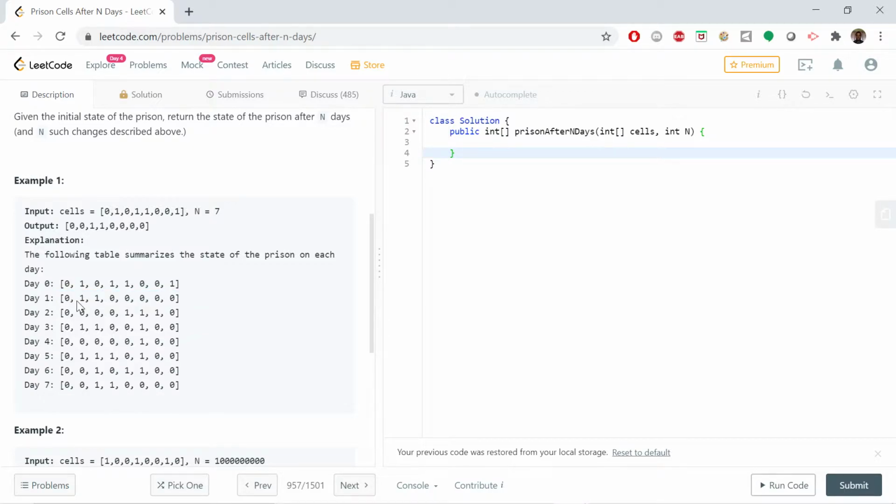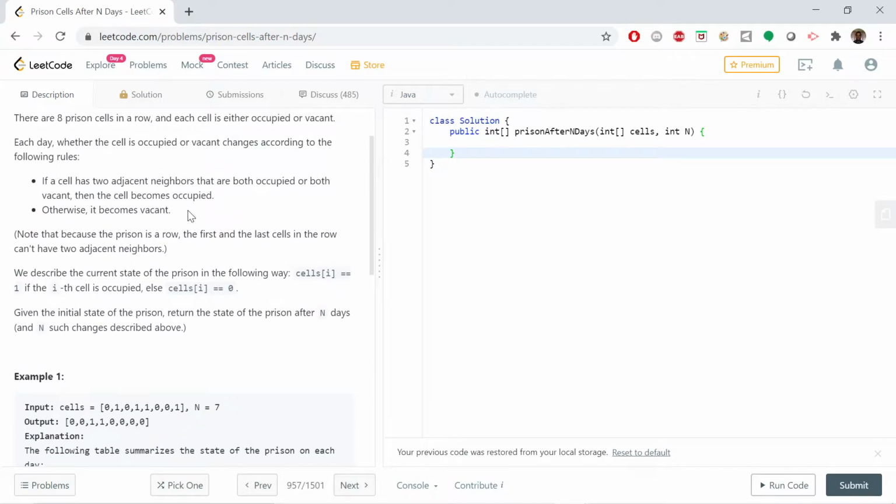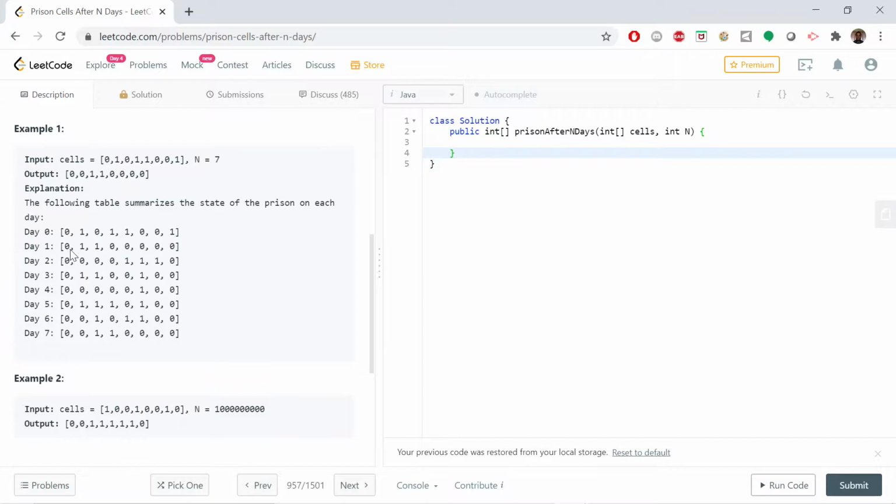We need to ask ourselves why. If you look at day 0 here, and you look at our 2 rules, a cell becomes a 1 if its 2 neighbors are 1s. And it also becomes a 1 if its 2 neighbors are 0s. If you look at this first cell here, no matter what day it is, this cell is always going to be a 0 because it only has 1 neighbor. So it's always going to be a 0 on the upcoming days.